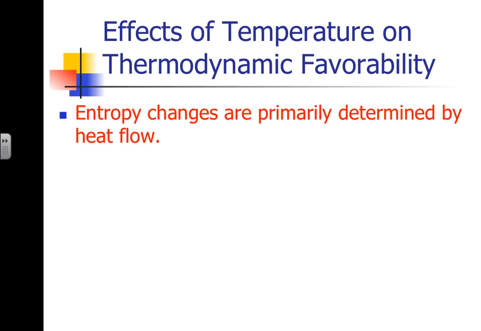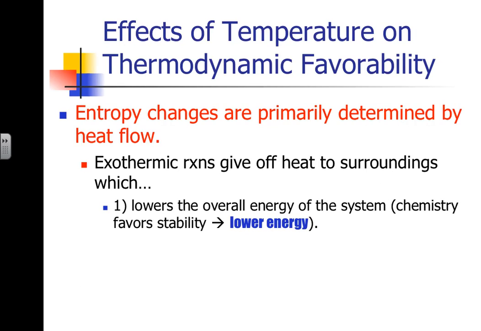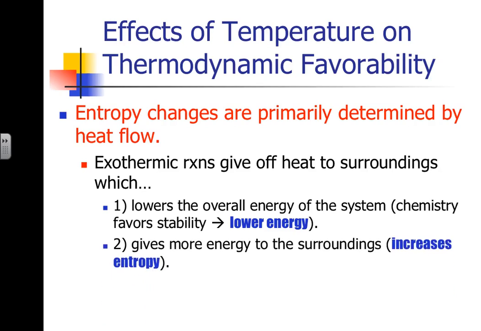This is just kind of a side note. Entropy changes are primarily determined by heat flow. Exothermic reactions give off heat to the surroundings, right? We talked about that. What that's going to do is lower the overall energy of the system, because the system is what is releasing the energy. And we talked a lot about how chemistry favors stability, and lower energies within systems is a good process. It ends up being a thermodynamically favored process.